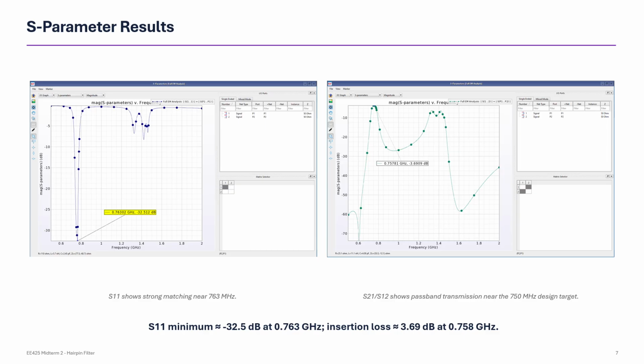And here are the simulated S parameter results, showing an S11 minimum of about negative 32.5 dB at 0.763 gigahertz, which is 763 megahertz, and an insertion loss of 3.69 dB at 758 megahertz, which is reasonable given the non-ideality of the board.